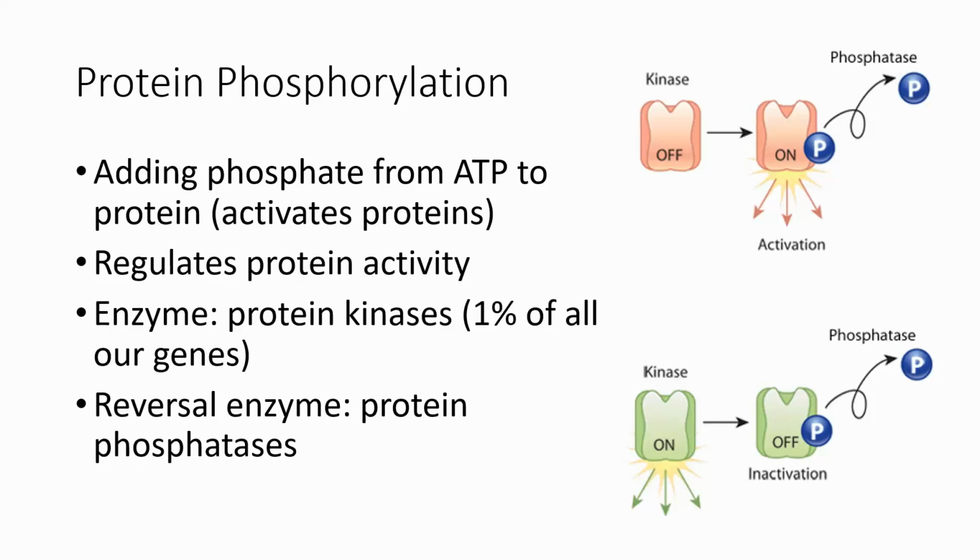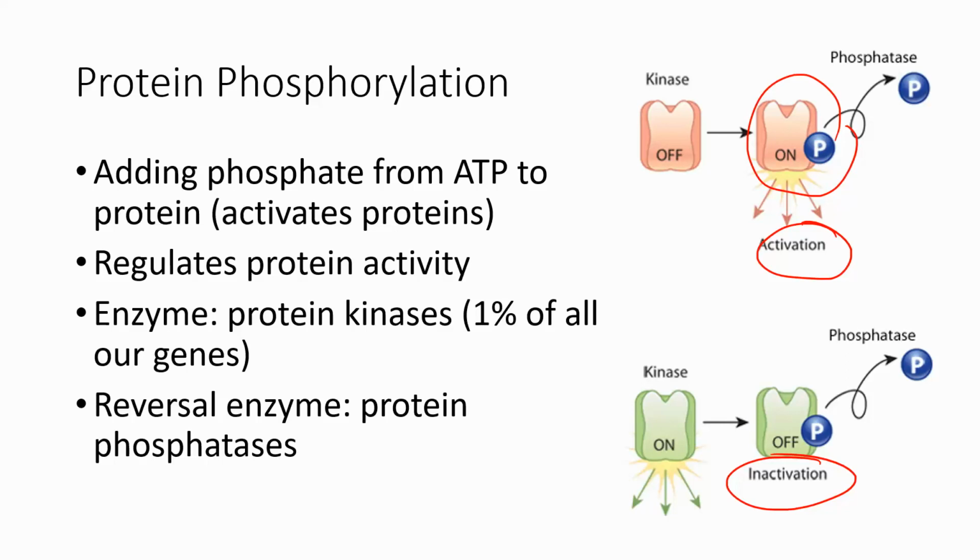Phosphorylation is just adding a phosphate. So here we have a kinase adding a phosphate that can activate a protein. So if a protein is off when it's not phosphorylated, it can turn it on. You can also have phosphorylation that triggers inactivation. Just depends on the protein you're looking at, though in general, most of the time when you add a phosphate, that turns on a protein.